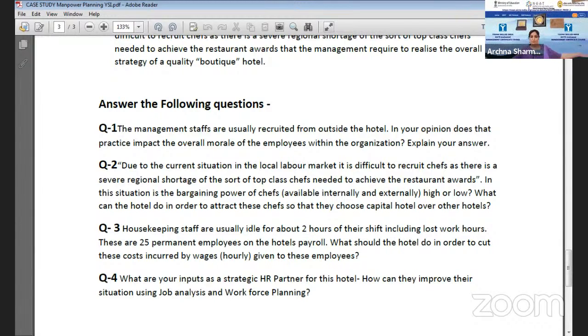So what are you going to do? Suppose you are the HR manager, you know that chefs are asking for good money. What are you going to do in that case? And you know that you need them.